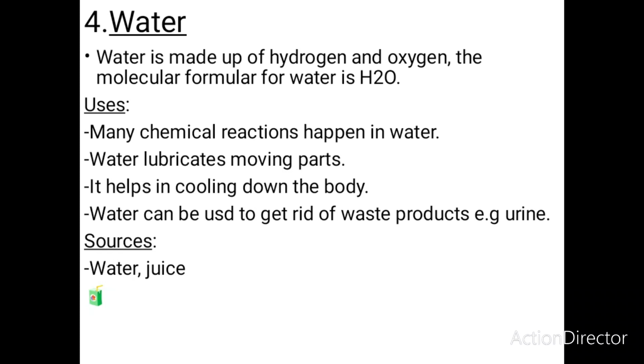Water is very essential in a diet. Water is made up of hydrogen and oxygen, and the molecular formula for water is H2O. This means that water is made up of 2 hydrogen atoms and 1 oxygen atom bonded together. Many chemical reactions happen in water. This is why water is very essential. Water lubricates moving parts, it helps in cooling down the body, and it can be used to get rid of waste products. We can get water from drinking juice, eating fruits, and just drinking water.